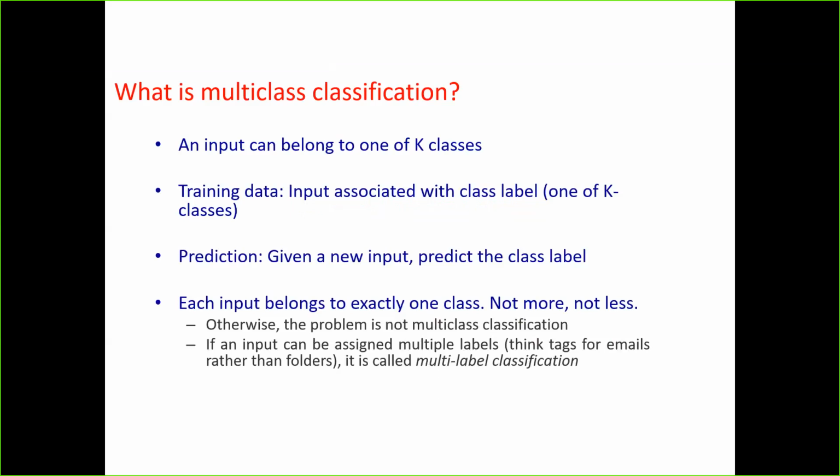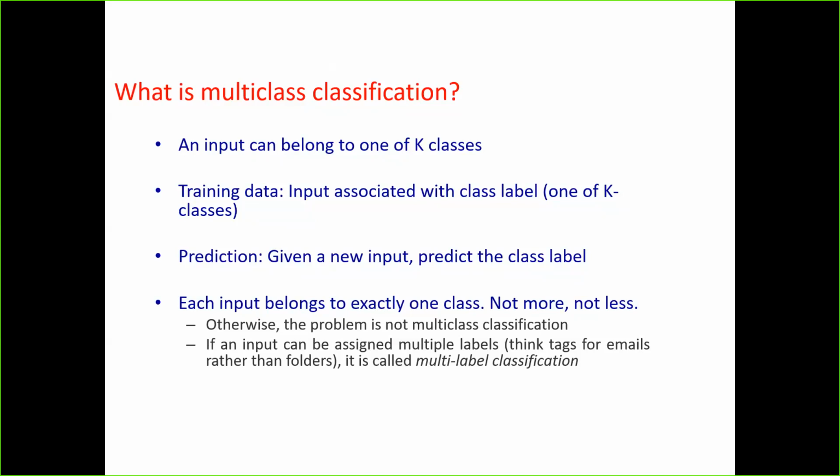So let us start this session on the multi-class SVM. What is a multi-class classification problem? All of us know about it, right? If there are more than two classes, we call that a multi-class classification problem. It means the input can belong to one of k classes, where k is greater than 2. Given a new input, we predict the class label from one of these k classes. So one of the k classes will be assigned as the label for the new instance. Each input belongs to exactly one class, not more, not less.